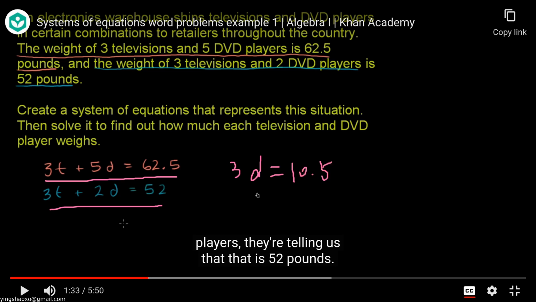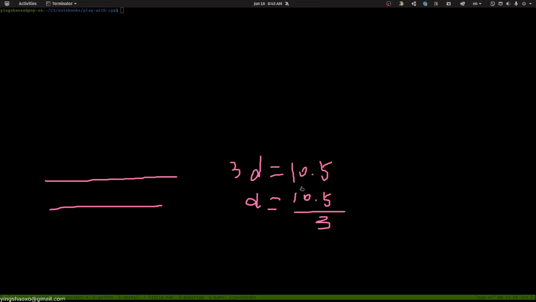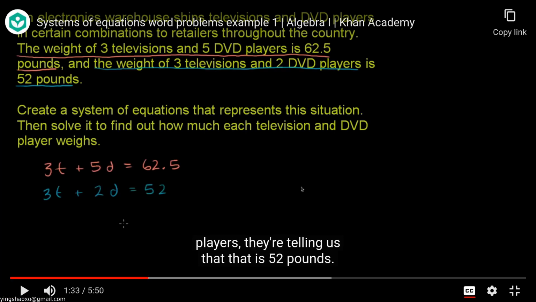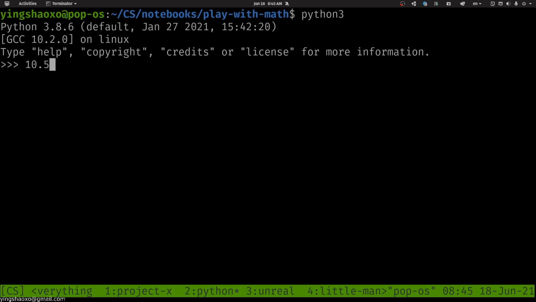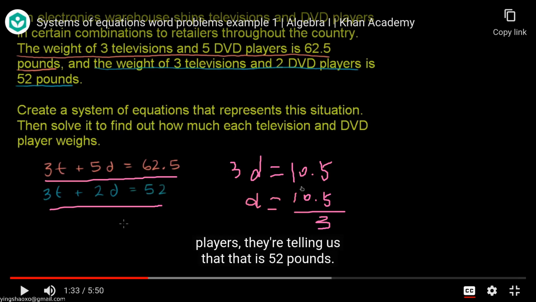Then we'll get the weight of one DVD, which is a small number. I don't know if we could make it exact, but here I just want to write it this way so I don't have to calculate it. Or we could use Python to solve that problem, and it equals 3.5. Then, if d is equal to 3.5, what's the value of the weight of a television?